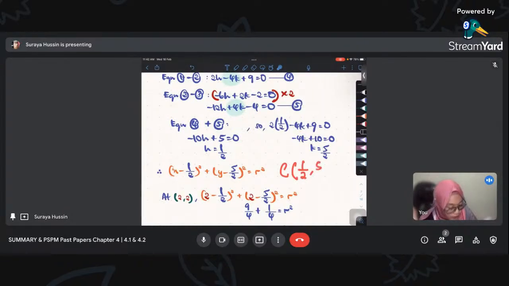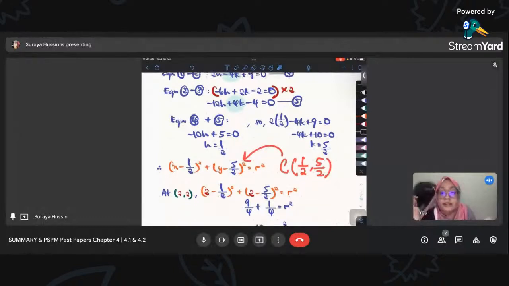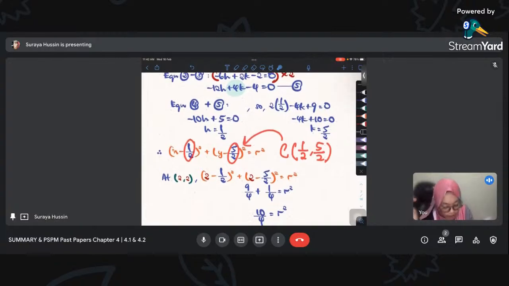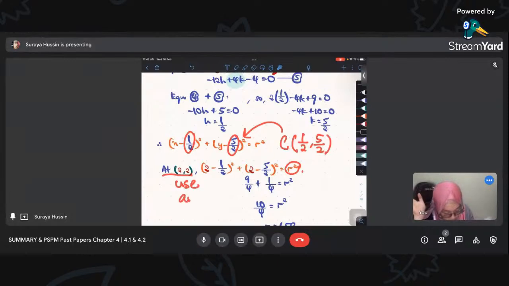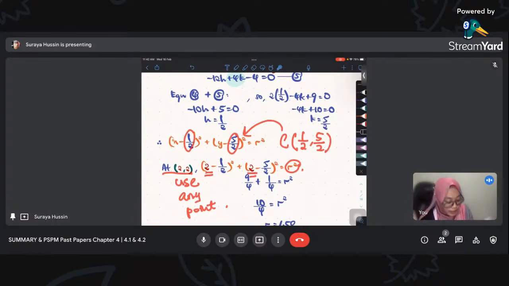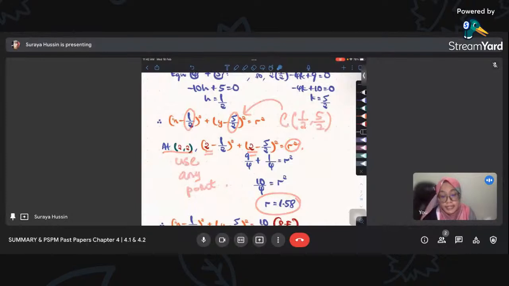When you already have the value of the center, you can substitute it into the standard equation of circle. See? You can put it in. Okay? Put it in and then you need the value of R. You can just use one of the formulas. Use any point, put it into the equation of circle, and then you will get the radius.